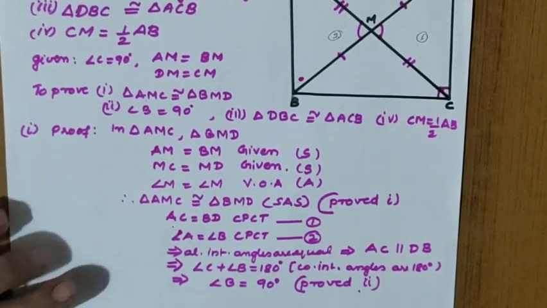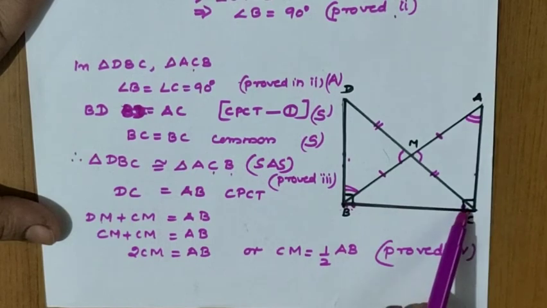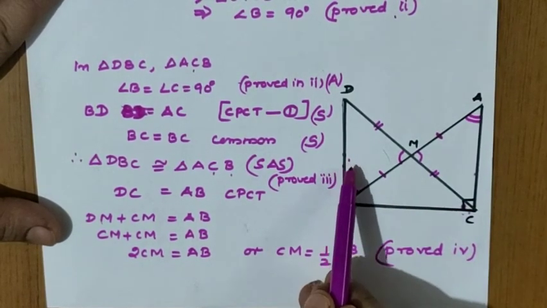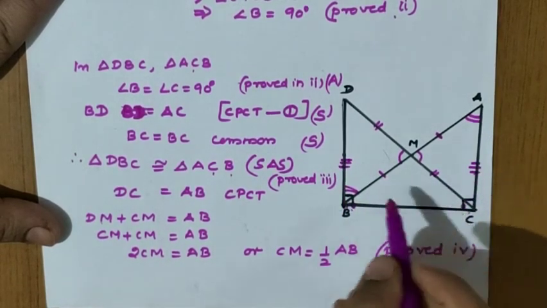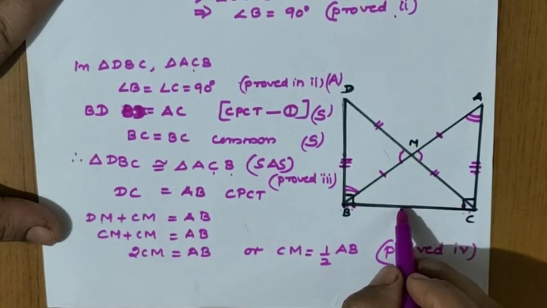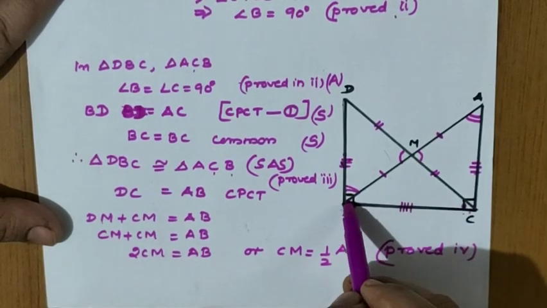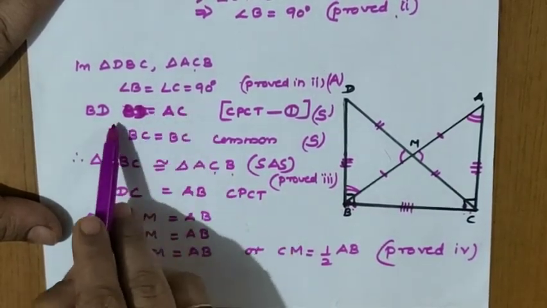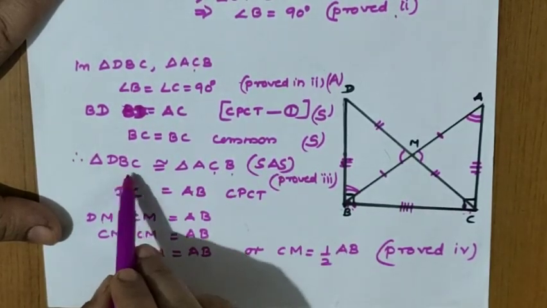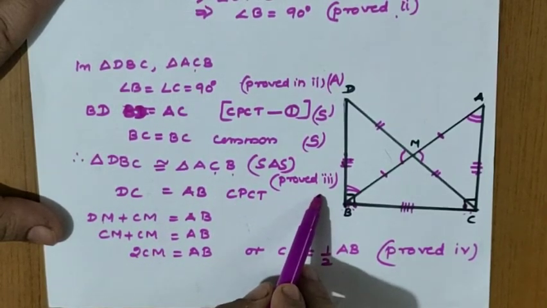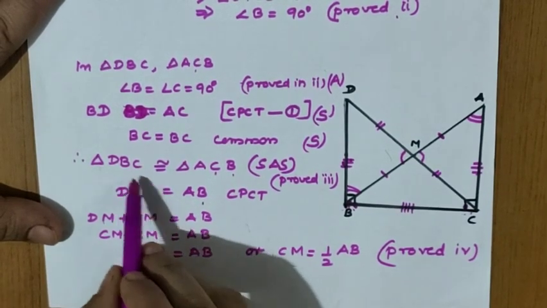Now let us see the third part proof. Next, triangle DBC and ACB, angle B and angle C are 90. This is by CPCT. We got these two sides are equal. This is the third equal side, right? So AD equal to BC. Now this one I can mark as a fourth because it is common. So first side, second side and the included angle. So angle B equal to angle C 90, BD equal to AC, BC equal to BC common. By using this SAS criteria, these two triangles are congruent. So proved third part. Now from this what we can write? DC equal to AB, because AB we want, right? So DC equal to AB we got.